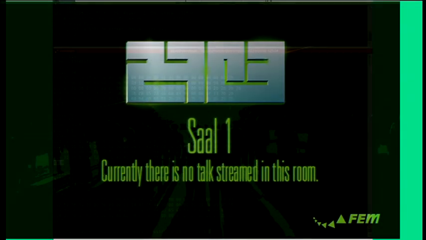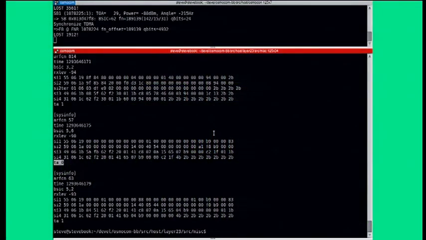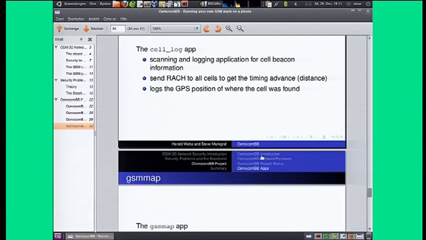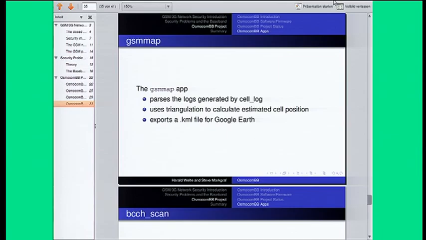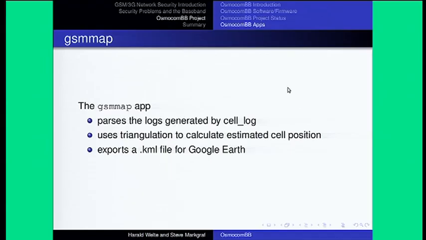Okay, you can continue with the slides, Steve. I think it's easier that way. I mean, just show the slides. I can do the introductory thing. And that was the GSM map application.